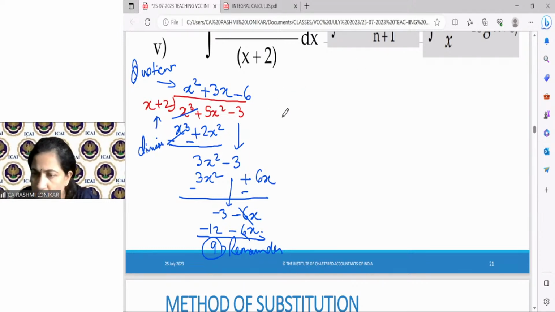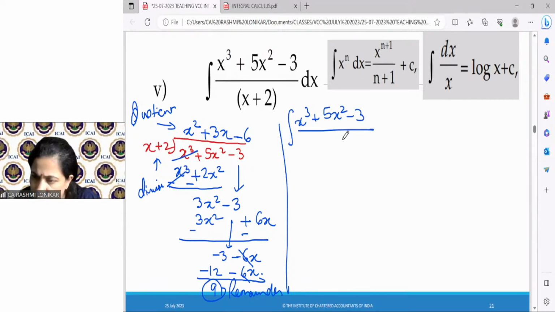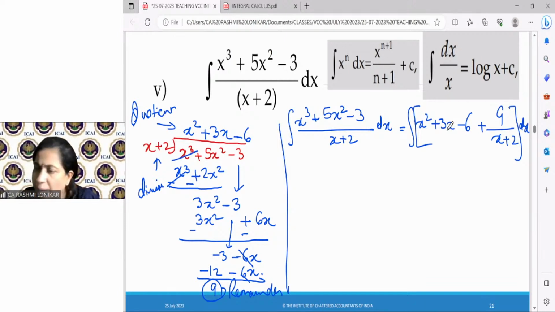So therefore, the integral of x cube plus 5x square minus 3 upon x plus 2 dx now becomes equal to the integral of x square plus 3x minus 6 plus 9 upon x plus 2, this whole thing dx. Okay. So quotient plus remainder upon the divisor.